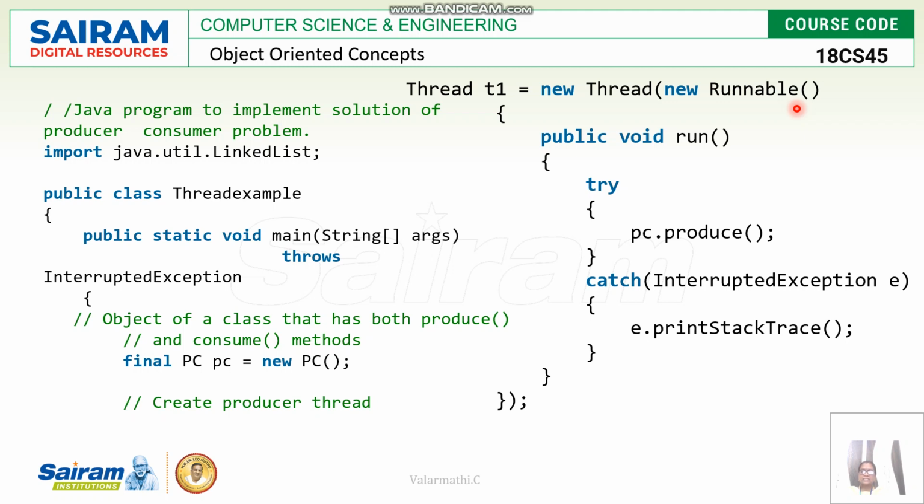In this example, it is done with the first solution, that is, by implementing the Runnable interface. Whenever the Runnable interface is implemented, the run method has to be written. So here, according to the run method, the producer has to start the process of produce. Produce is nothing but inserting an element or item into the buffer. It is done with the help of the PC class, the producer class.